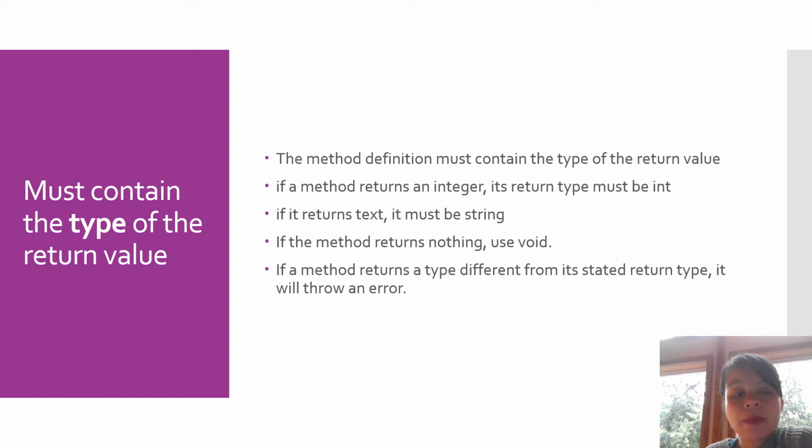So remember, the method definition must contain the type of the return value. If the method returns an integer, then its return type must be integer. If it's text, then the return type must be string. If it's nothing at all, then use void. If a method returns a different type than its stated return type, then it's going to throw an error.